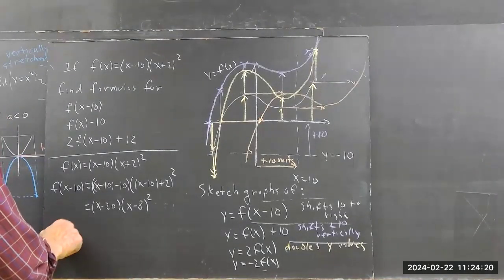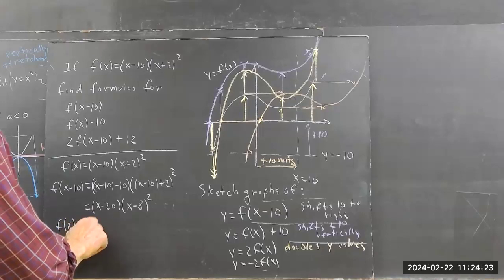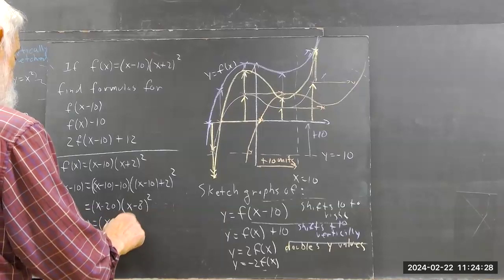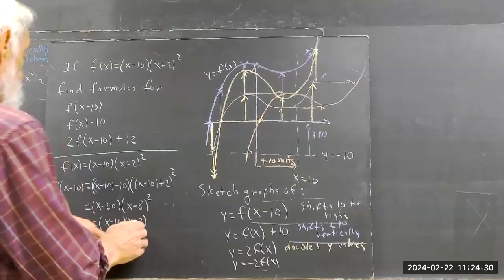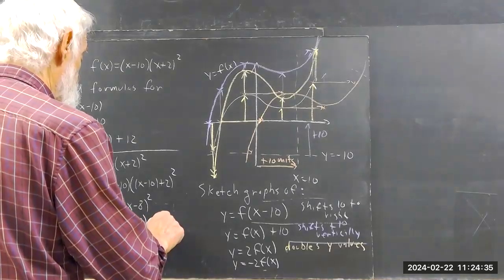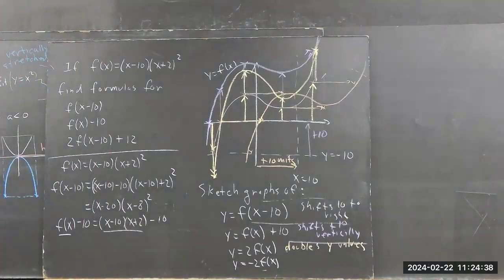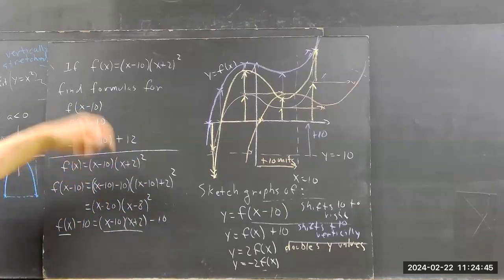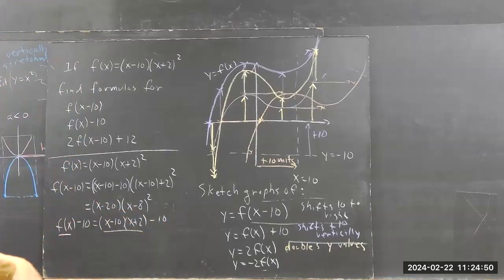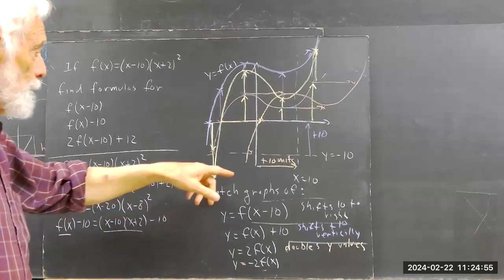Then f of x minus 10, well, f of x is x minus 10 times x plus 2. This is f of x, right there it is, okay? And then we slap a minus 10 on it. All right. Now we could do things. We could expand this product. Get x squared minus 8x minus 20 minus 10, so that's x squared minus 8x minus 30.